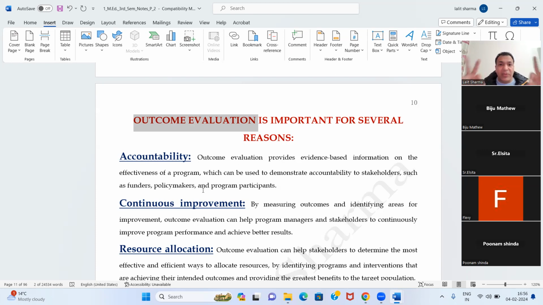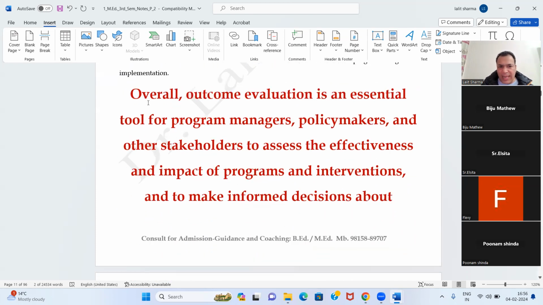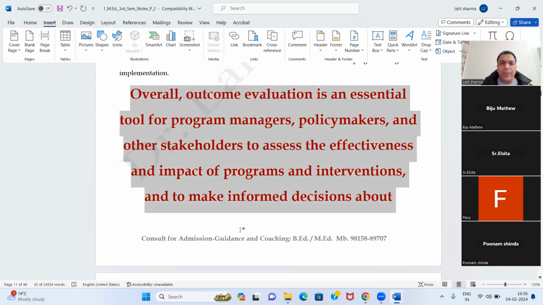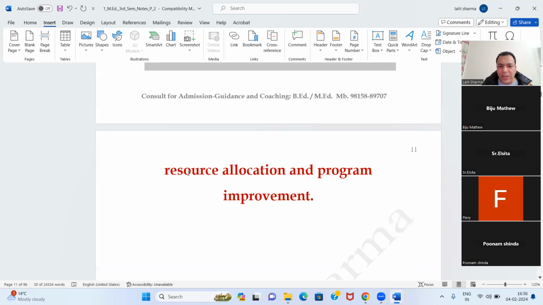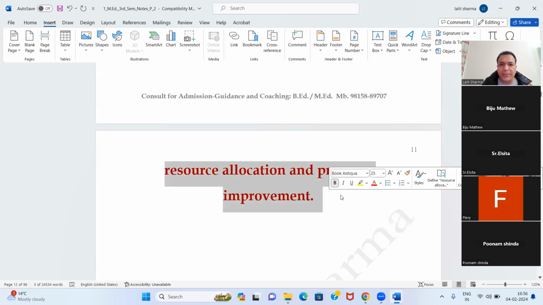The principal should have knowledge of this. He or she should know the syllabus of each class, then ask the teachers what the result of that is. So that is all of outcome evaluation. And lastly, overall outcome evaluation is an essential tool for program managers, policy makers and other stakeholders, meaning principals are included, to assess the effectiveness and impact of programs and interventions and to make informed decisions about resource allocation and program improvement.